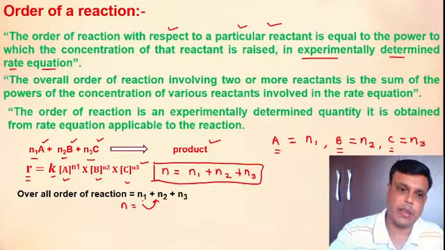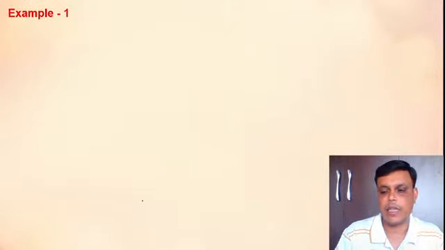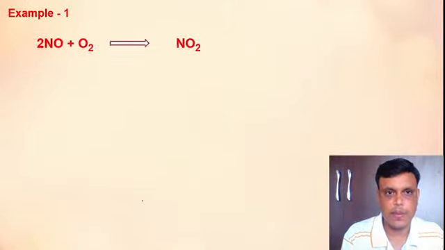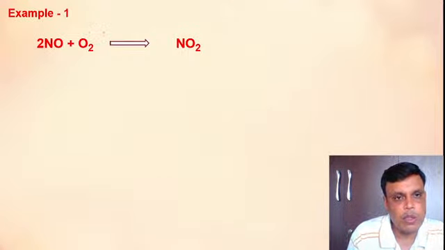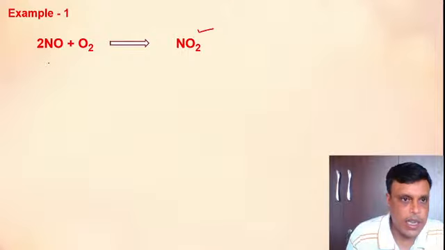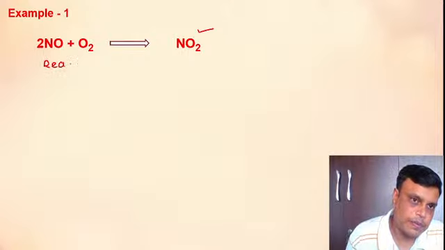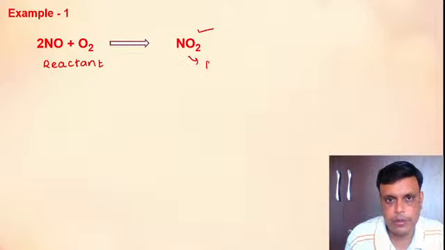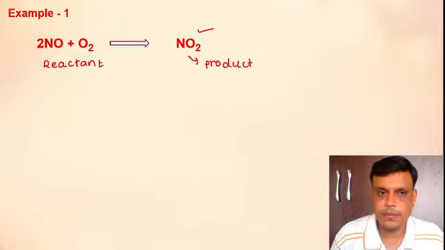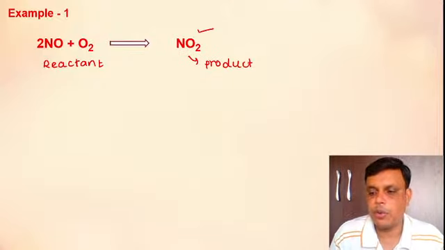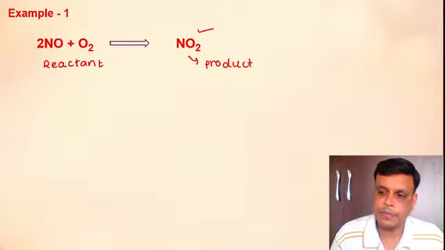Now we will see some examples. Example number 1: 2NO plus O2 gives NO2. These are your reactants and this is your product. So what do you have to do first? First, what do you have to do? Please tell me.